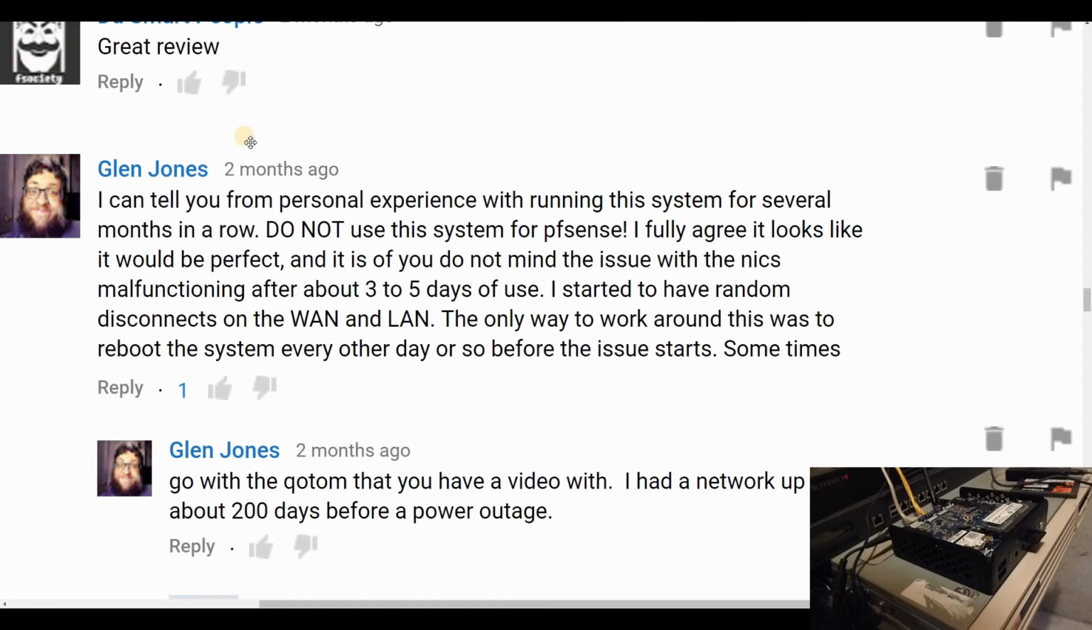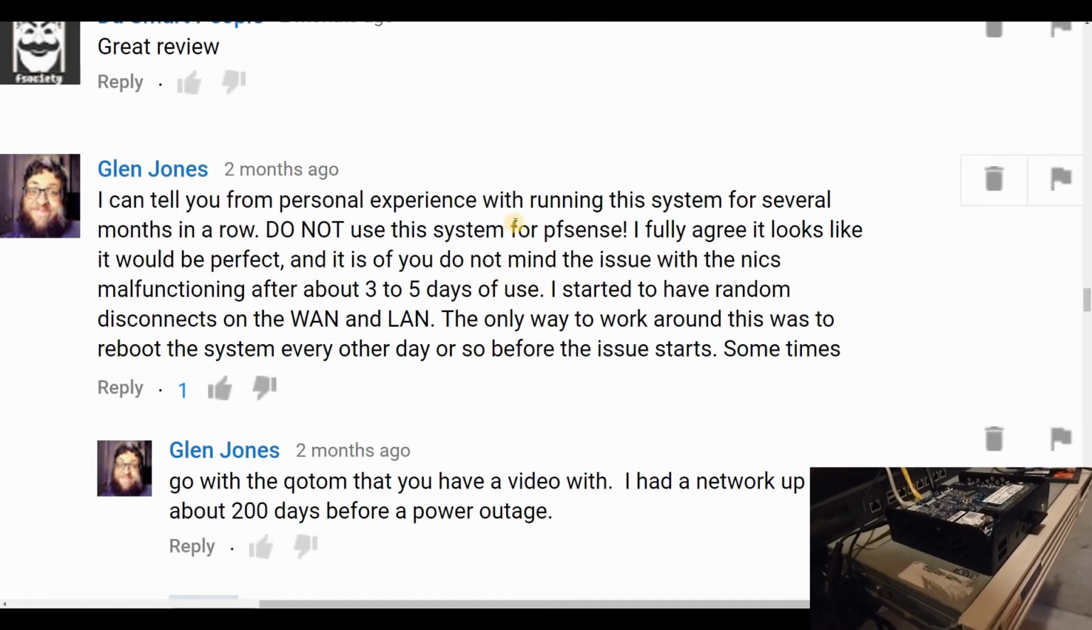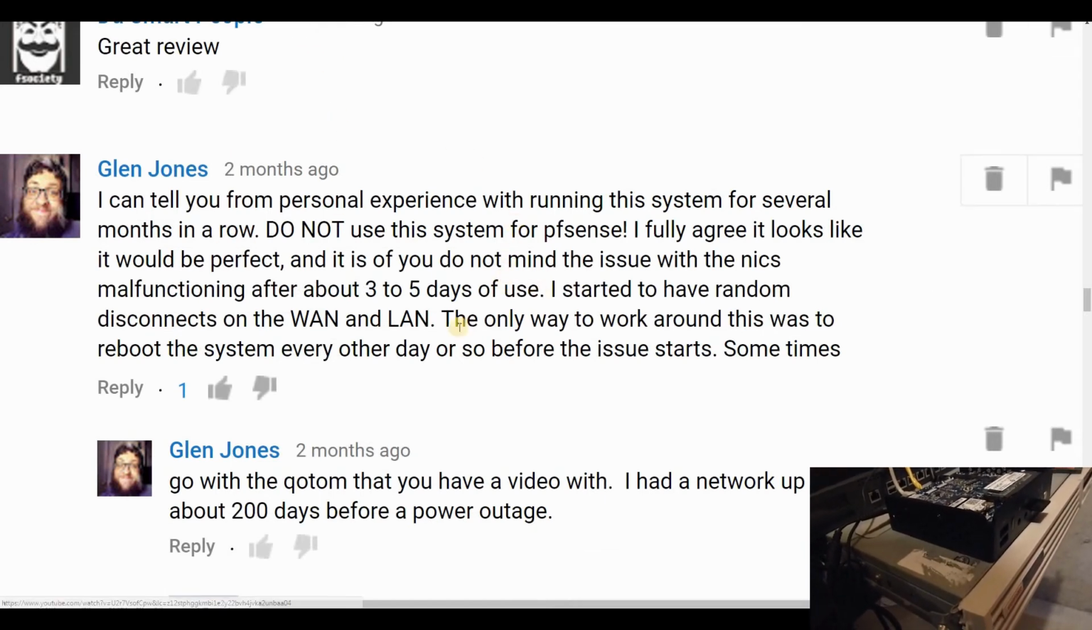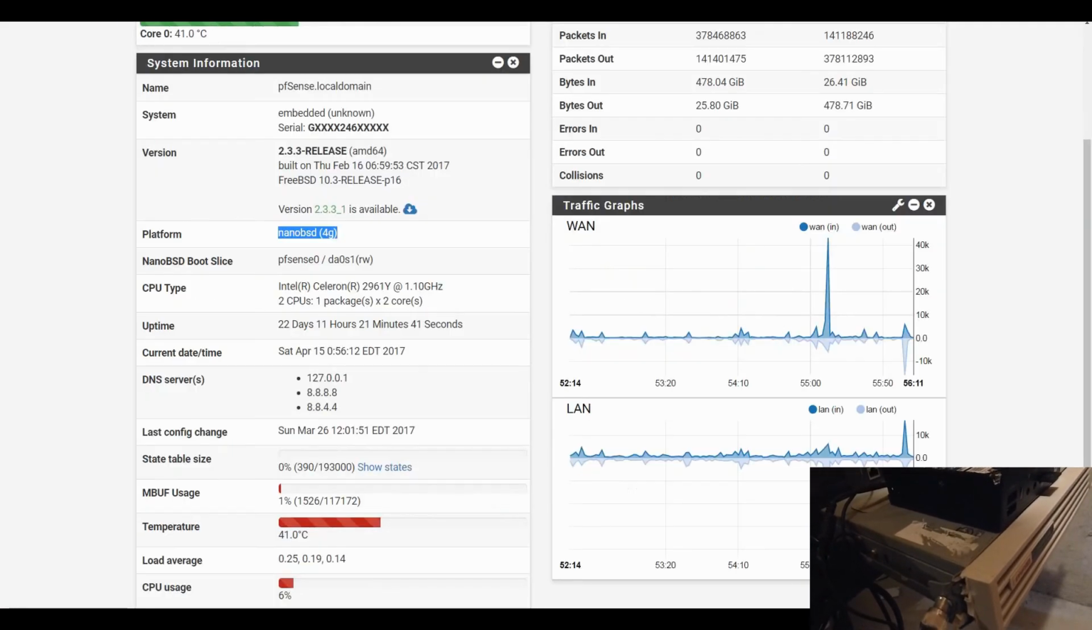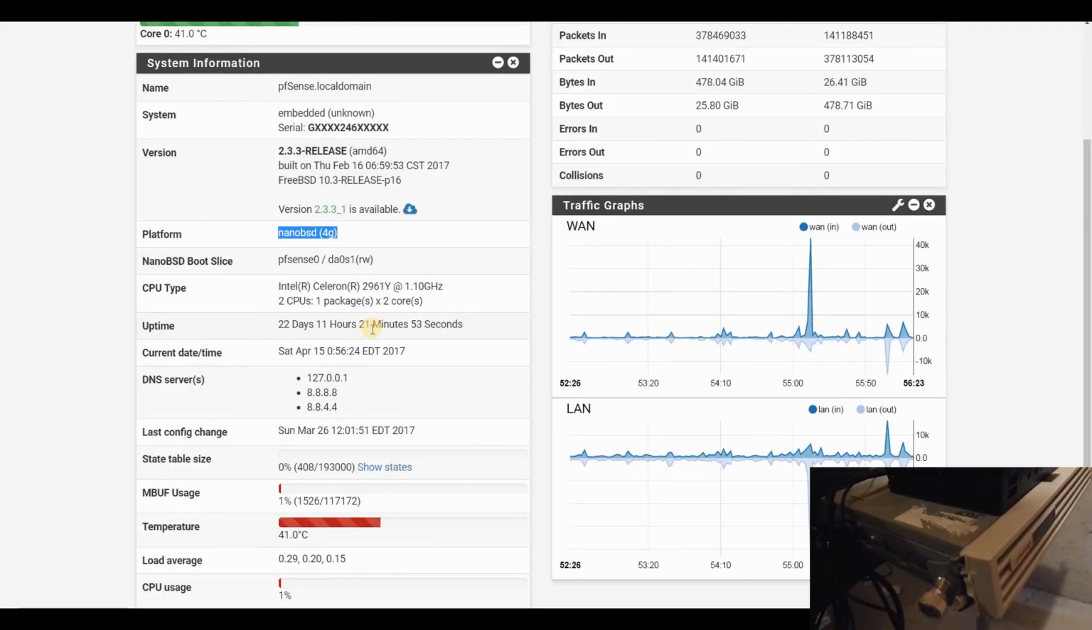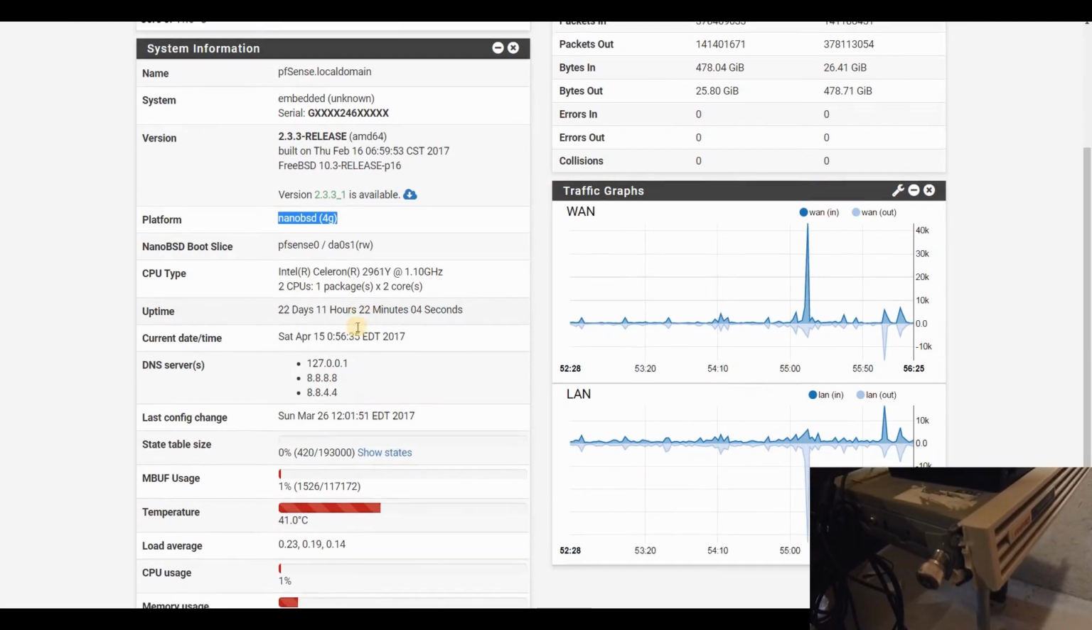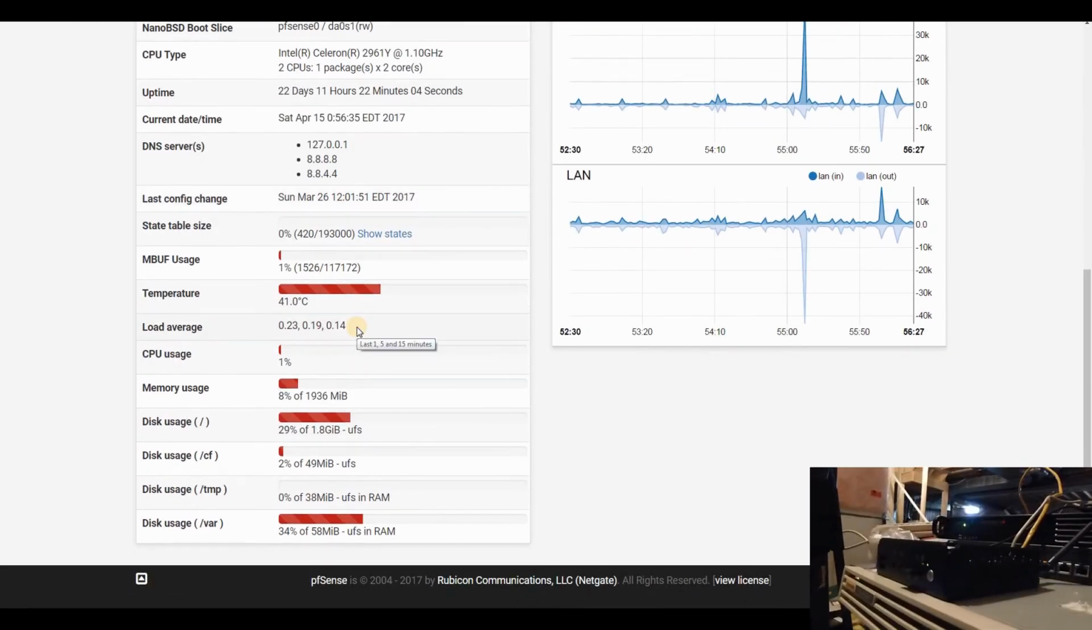Now, I'm not saying that Glenn didn't encounter any problems, but it may have been specific to his unit or his setup. I can't say for sure, but this has been, again, working fine. I don't see any problems with it.